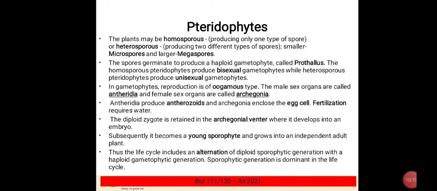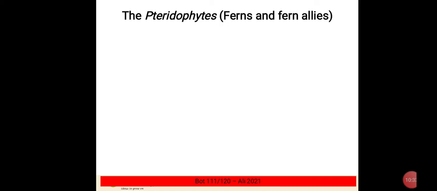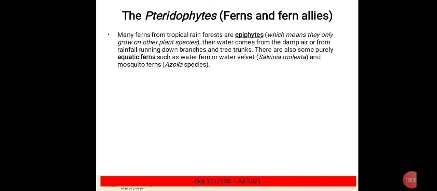You see, a sporophyte cannot change into a gametophyte, but a gametophyte can change into a sporophyte. And that's why we say that the sporophyte generation is dominant in the life cycle of pteridophyte plants like the ferns. Now, let's continue.